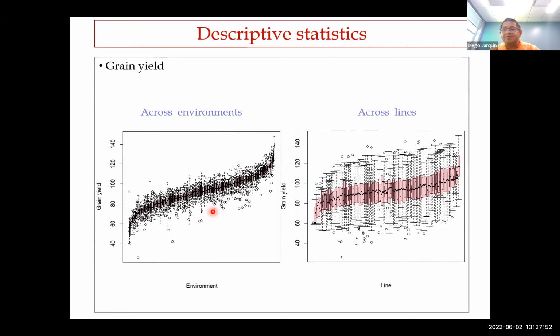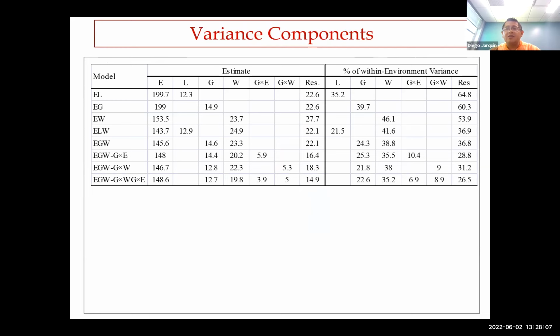These are just the box plots for environments and lines, as usually happens. As you can see here, most of the variability is explained by the environmental component. Here we have the variance components. Sorry, I have to move things around because it's hard to see. Here we have all the different models. As usually happens, the environmental component always captures the largest amount of variability, almost 200 units, and the residual 26. As we keep adding more model terms, we were able to reduce to 148, 146 in this case, and we keep reducing the residual values.